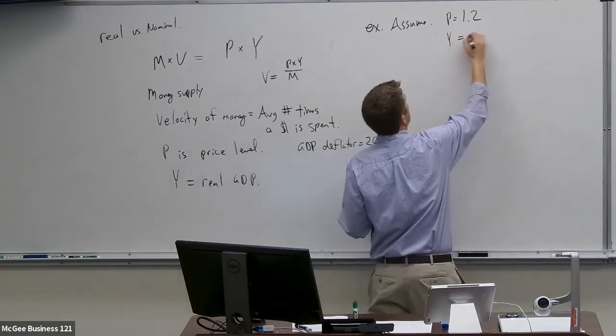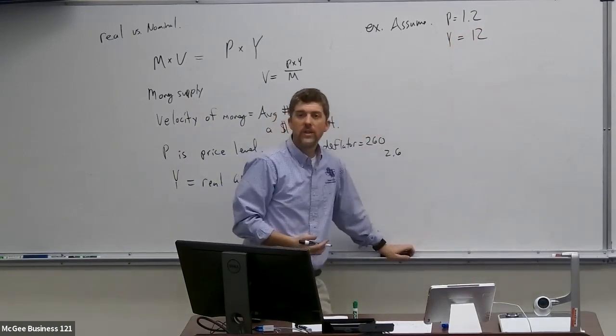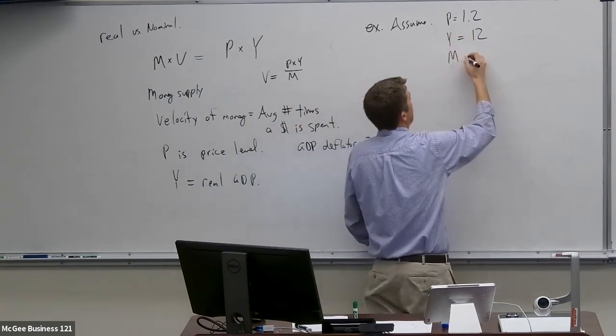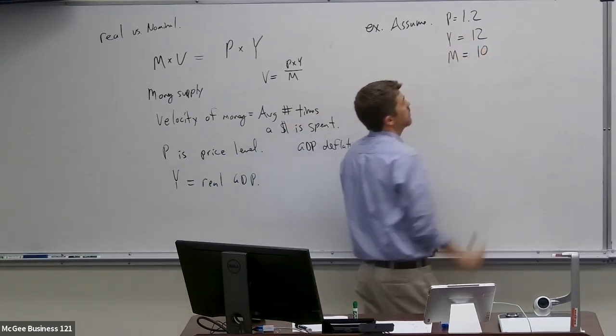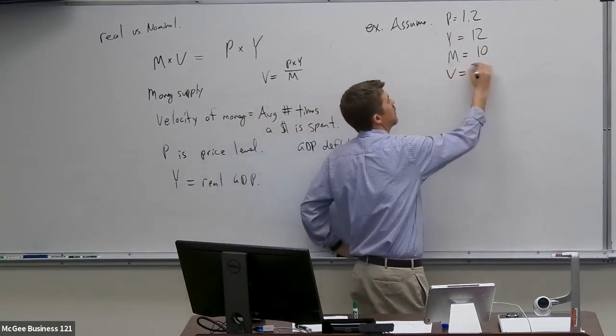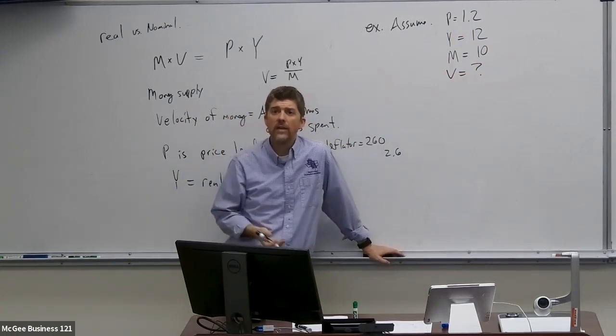Let's say Y is equal to $12 trillion. That'd be a relatively decent sized real GDP. And let's say the current money supply is 10. And I want you to find the velocity. That's not too bad. We can do this. Just plug it into the equation I just gave you.